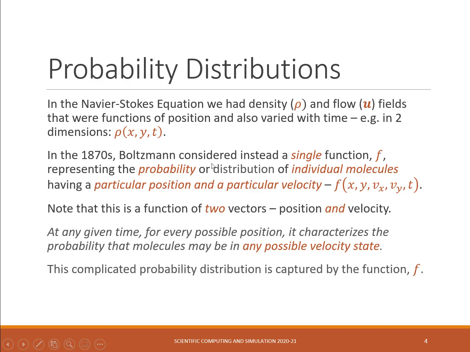In this approach, a single function f represents the probability or distribution of particles in fluid substances. As we can see here, f is a probability function of two vectors, position and velocity. X and Y represent the position of an individual particle in a fluid substance. Vx and Vy correspond to the velocity state of the particle. In other words, the function f characterizes the probability that a particle may be at position x and y with the velocities Vx and Vy.